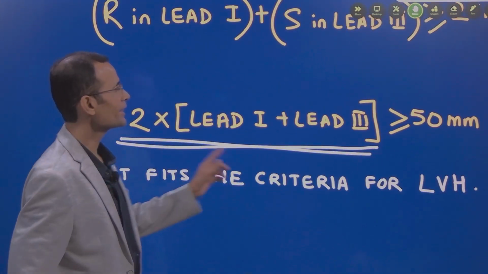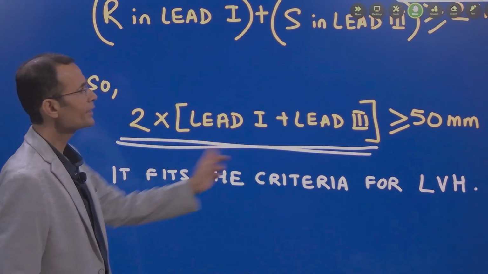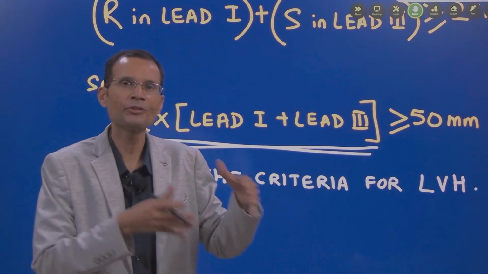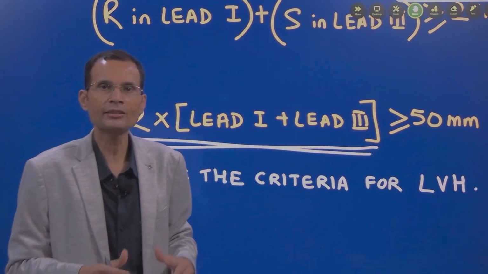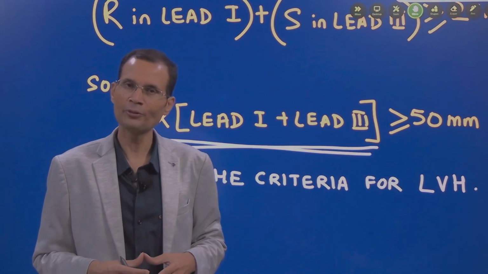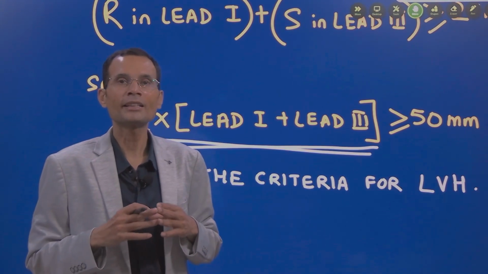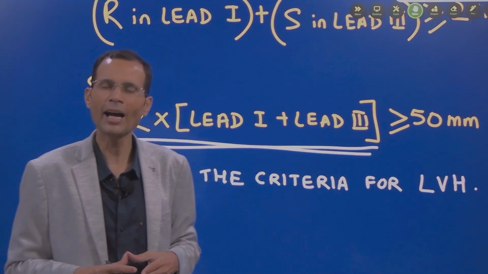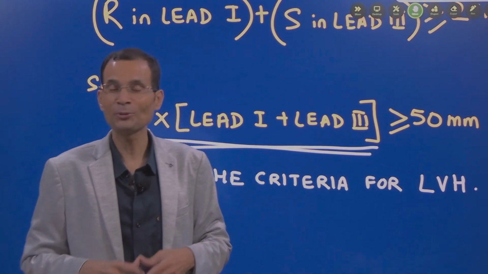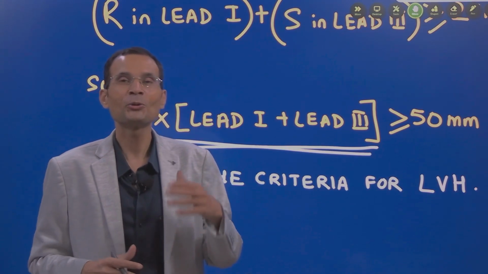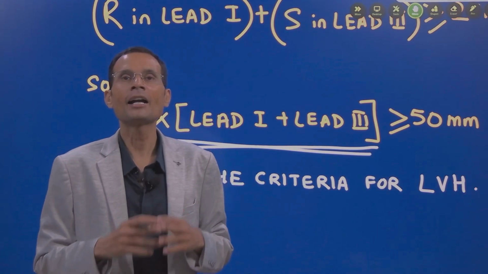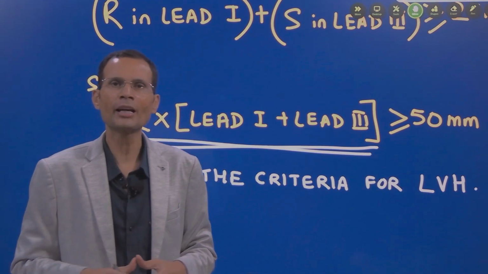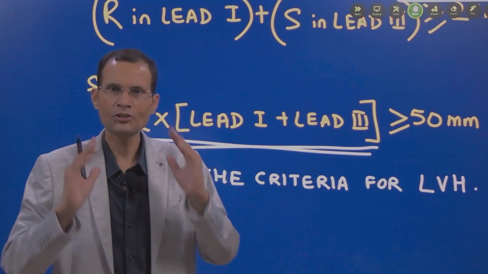1 plus 3 plus 2 is 50 millimeters, 5 millivolts they have given, same as 50 millimeters. That fits the Scott's criteria for left ventricular hypertrophy, and that's the answer. This is the case of left ventricular hypertrophy. I know it was difficult. You might have to watch the video again to entirely grasp it, and we are going to discuss all such tough MCQs, easy MCQs, and all sorts of questions on our channel.